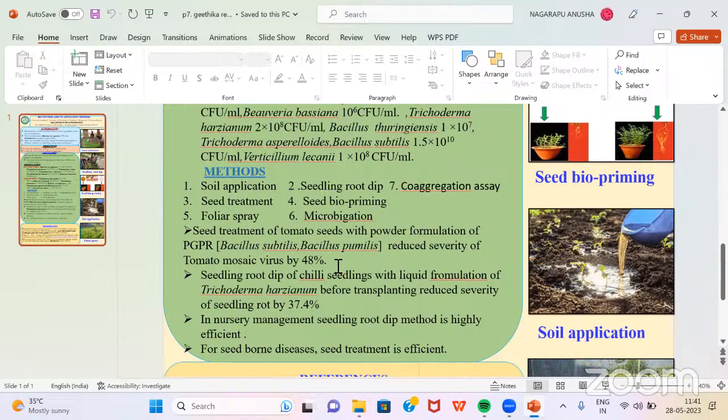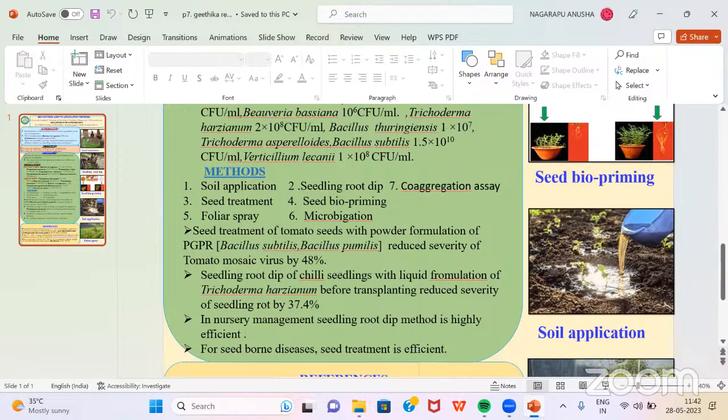Some examples are seed treatment of tomato seeds with the powder formulation of PGPR like Bacillus subtilis and Bacillus pumilus. These reduce the severity of tomato mosaic virus by 48%. And seedling root dip of chili seedlings with liquid formulation of Trichoderma harzianum. These powder and liquid formulations of different colony forming units are used to treat the seeds for diseases like tomato mosaic virus and seedling rot.